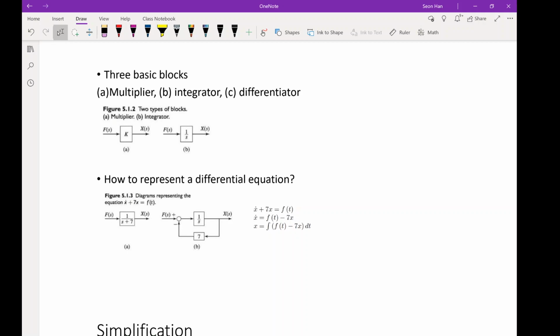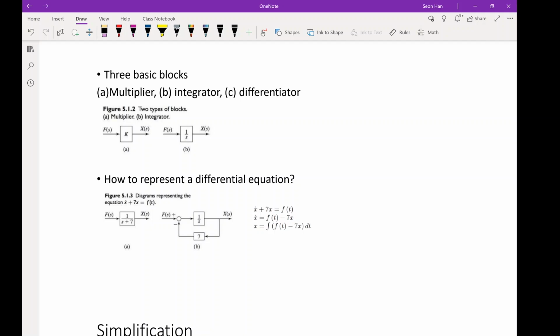There are three basic blocks. The first one is a multiplier. Whenever the signal goes through the block, you multiply by a constant number. In the first picture, figure 1.5.1.2a, it says f of s times a constant number k equals capital X. And then b, you have an integrator. So that is this one.